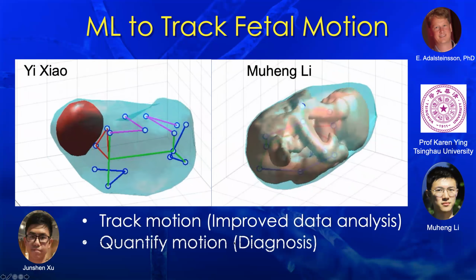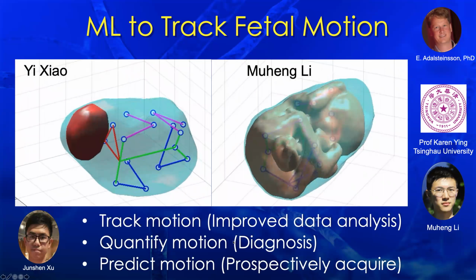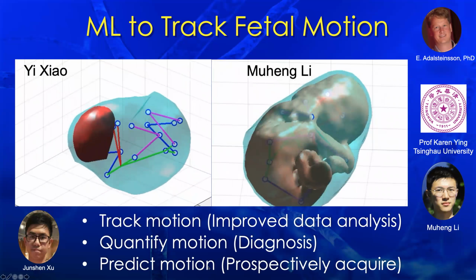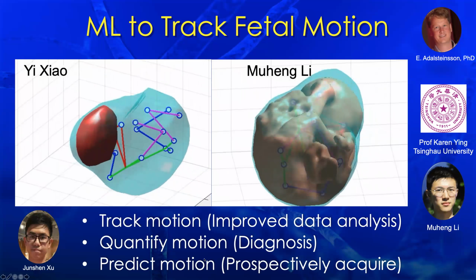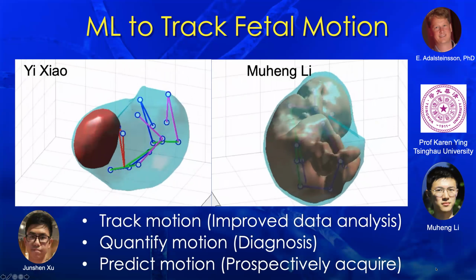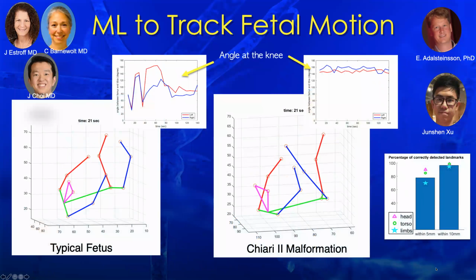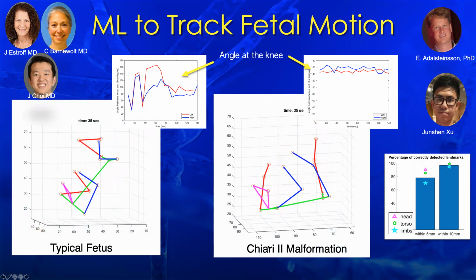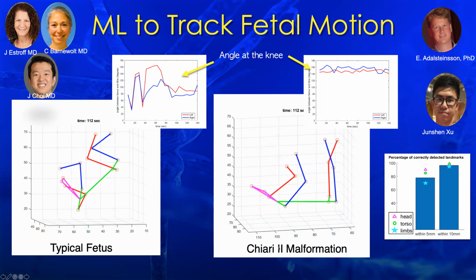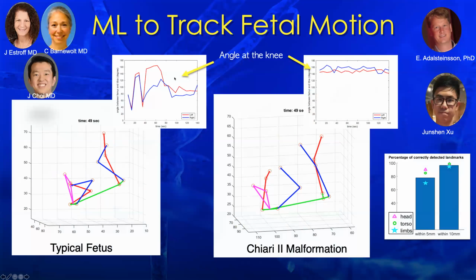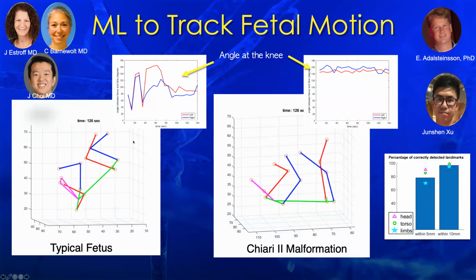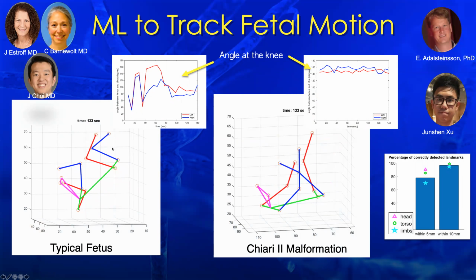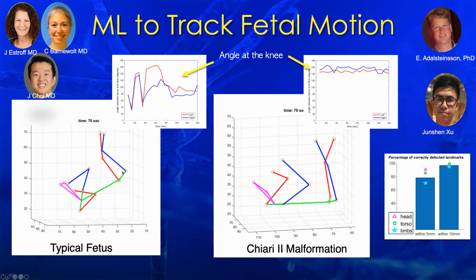So we can track motion, we can quantify motion, and we're hoping to use this as well for some of our strategies to improve image quality and to predict motion, so we can come up with more sophisticated acquisition schemes. Now, what I've shown here is a clinical example of a typical fetus on the left and a Chiari-2 malformation on the right. In the graphs in the inset up here is the angle at the knee. And you can see in the typical fetus, there's a lot of variation in the angle at the knee.